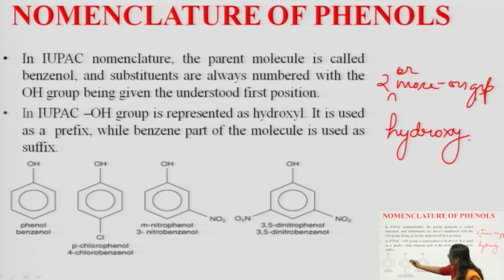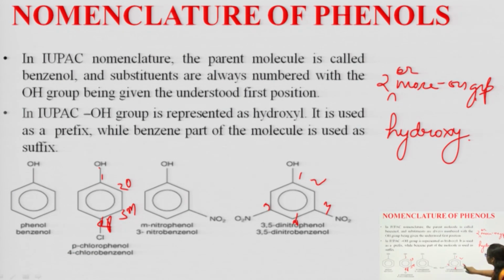This is ortho, this is meta, this is para. In the para position, para-chlorophenol, or you can also start the numbering from the OH group position. 1, 2, 3, 4. So, this is 4-chlorobenzenol, right. Another one is meta-nitrophenol. Another one, you can see 1, 2, 3, 4, 5, 3,5-dinitrophenol, right. So, you can give the nomenclature.